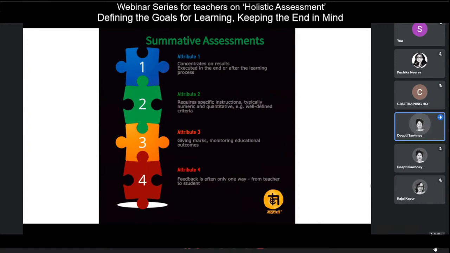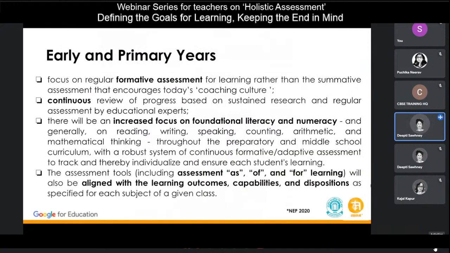So if this was Google Meet, we would have a discussion here on the merits of formative and summative assessment. But of course, there will be channels in the Google Classroom where you can put your questions, and we will be talking about them in our next sessions as well. So when you look at NEP, next, Puchika, we are looking at the early years. So I have actually made the keywords bold for you. So when we're talking about the early years and the primary years, it talks about learning and assessment being formative. It talks about it being continuous.